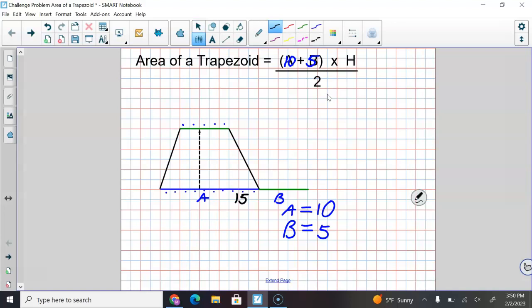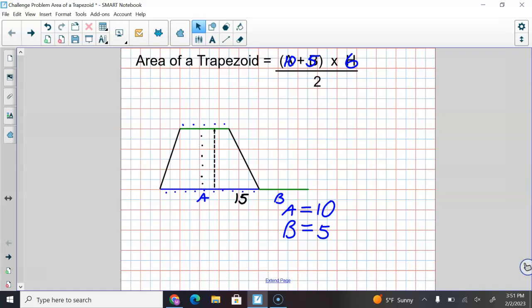The height is 1, 2, 3, 4, 5, 6. Okay, so the height, I'll label that across the top. The height is 6. So we're going to take the number 15 and multiply it times the height, which is 6, which might be kind of weird because you're wondering, like, why are we doing that? But I want to move that height.